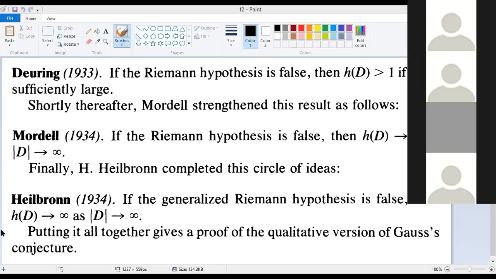Do you see the slide? Do you see Mordell and Heilbronn? Yes, we see from Doering down to Heilbronn. Yeah. Right. Sorry about these problems.